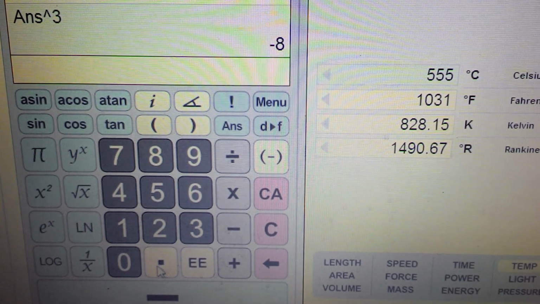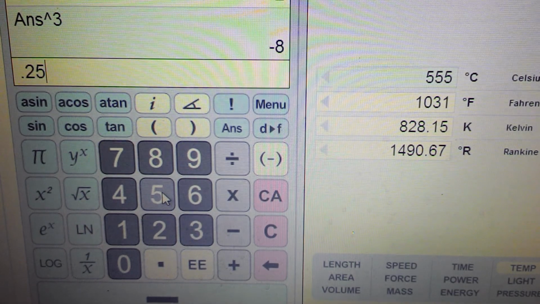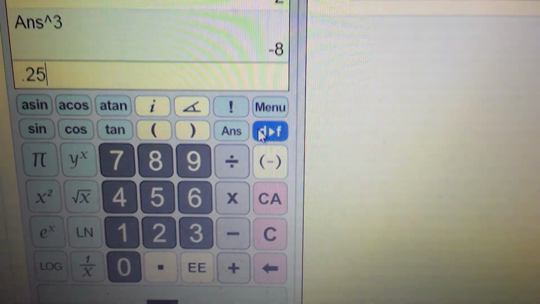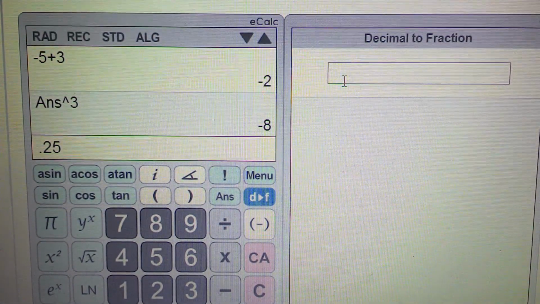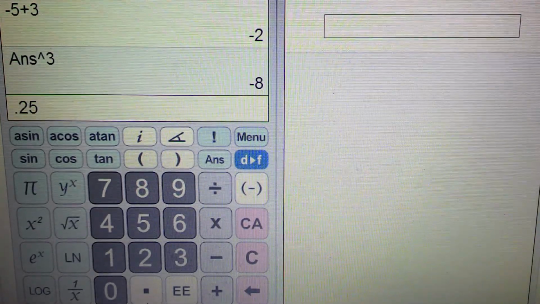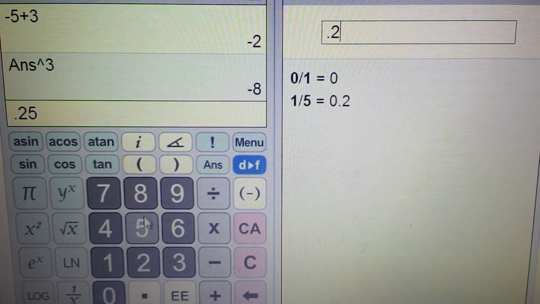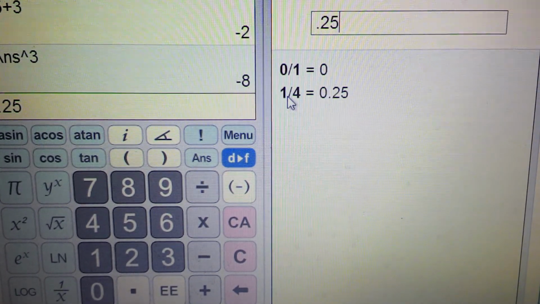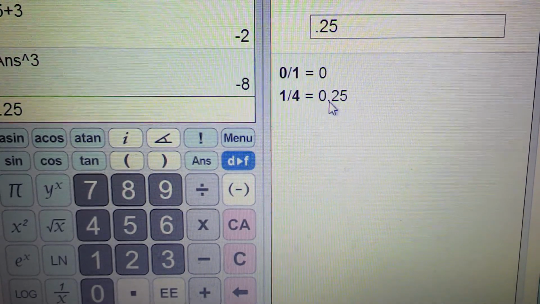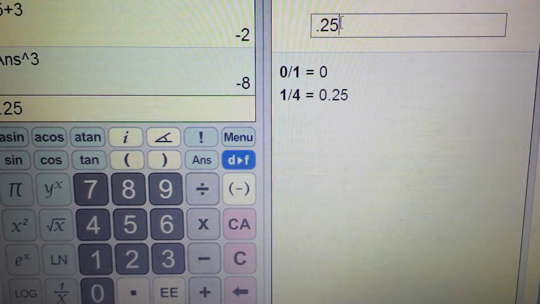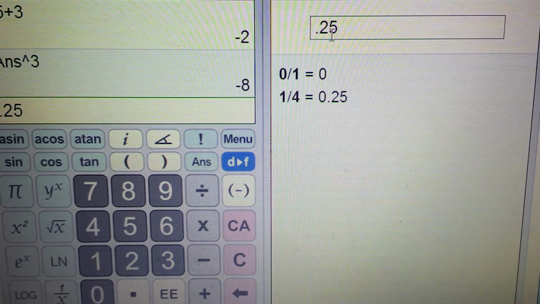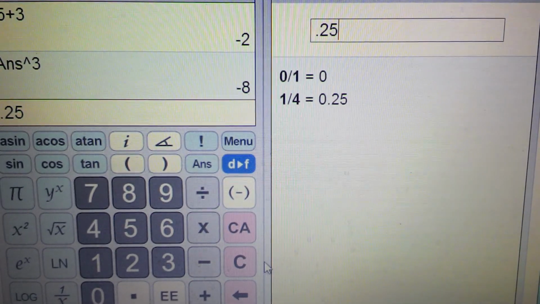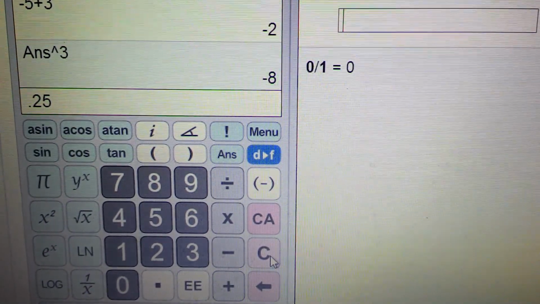Now, tell you what else we can do with this calculator. Let's say we get an answer that is 0.25, and we want to go from a decimal to a fraction. We click on this right here, and we type in 0.25, and immediately it converts it to its fraction form. Now remember, the fraction you want to use must match the actual decimal that you put in, and then you'll get the accurate fraction.